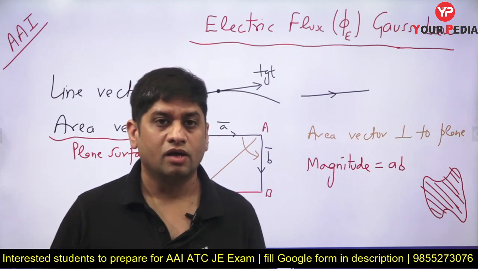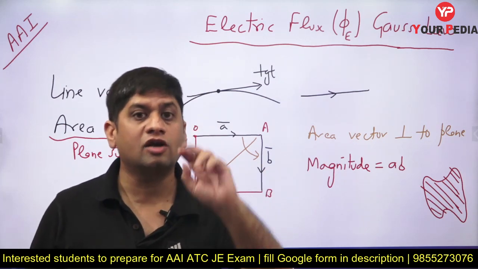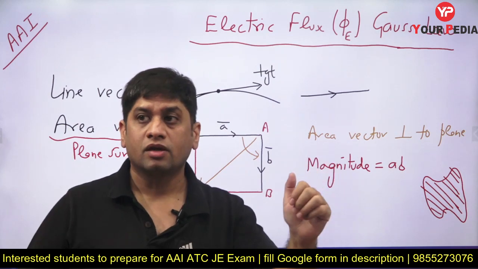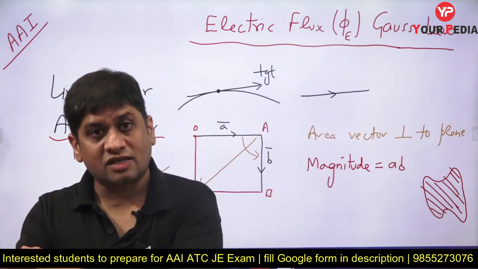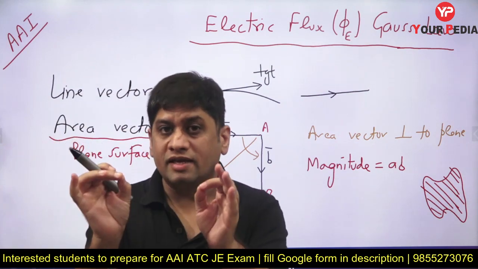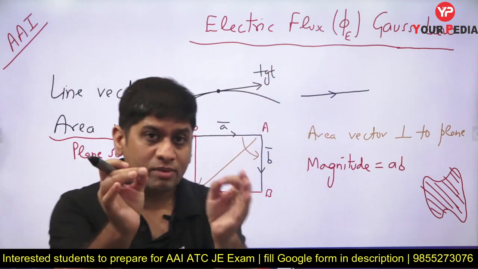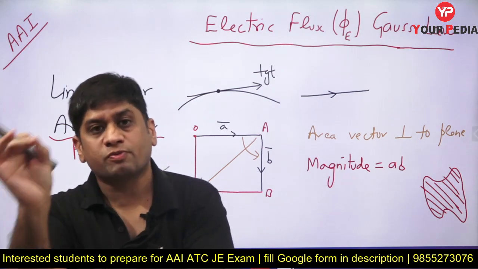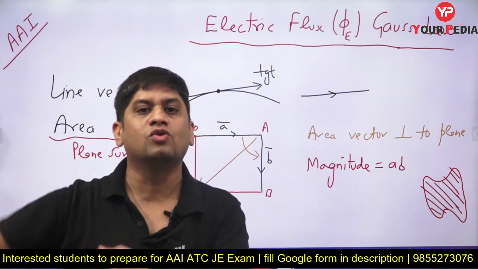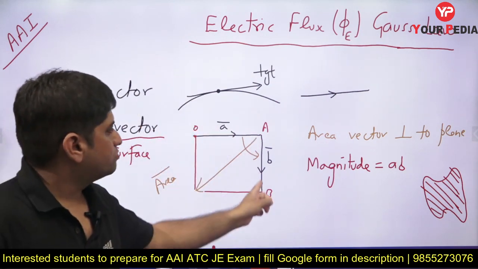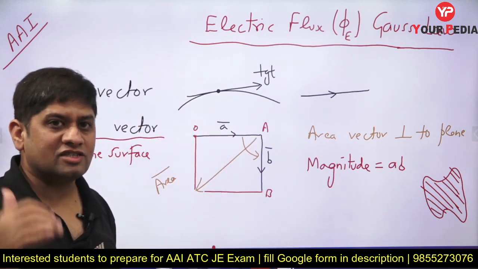Listen carefully. Whenever I multiply two vectors, there are two ways to multiply them: one, dot product, another, cross product. Dot product does not give you a vector. So two lines which are vectors, if I multiply them as a cross product, I get another vector. So area is a cross product of two lines, A cross B. Can you tell me what is the direction of that vector?